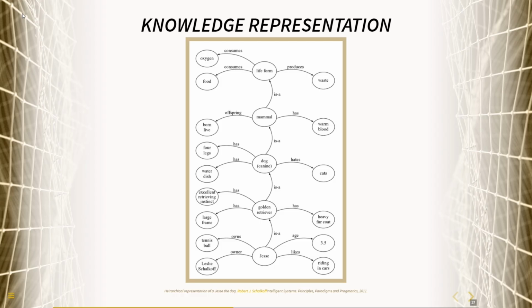We're moving up the graph. A golden retriever is a type of dog. A dog is a type of mammal. A mammal is a type of life form. This very simple example allows for us to start to represent what we know about Jessie the dog in the context of the world around us. This is one way of representing knowledge.